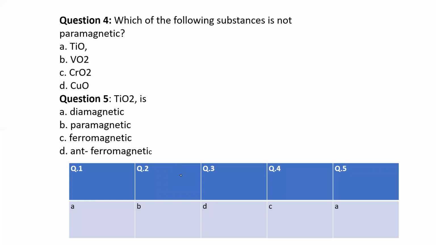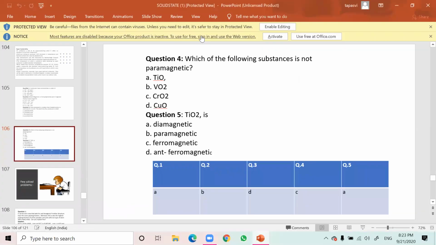Next, which of the following substances is not paramagnetic? It is clearly shown, that is CrO2. TiO2 is diamagnetic. So this ends today's session. We discussed types of ionic crystals, and a few solved problems we'll discuss in the next session. And in the next session we have a very important concept. So I'm ending this class.